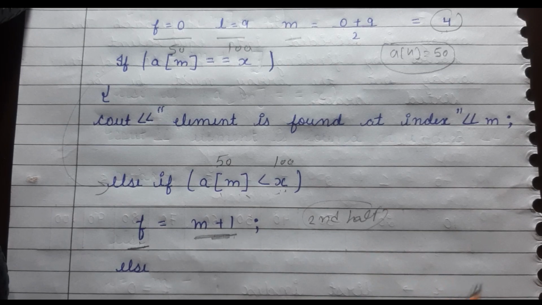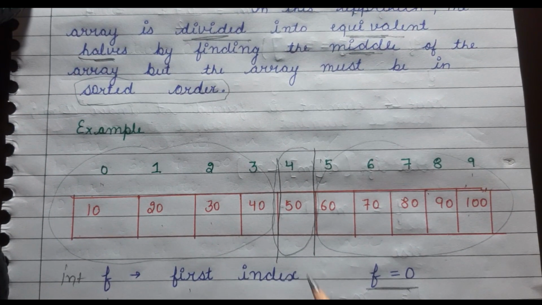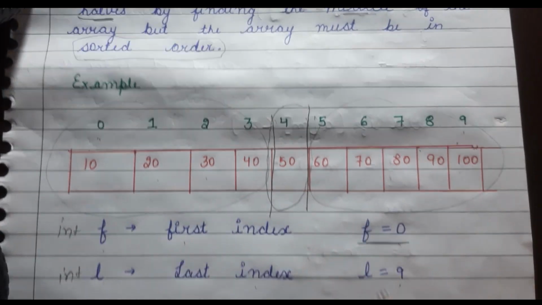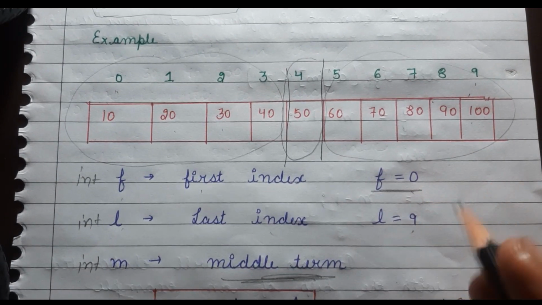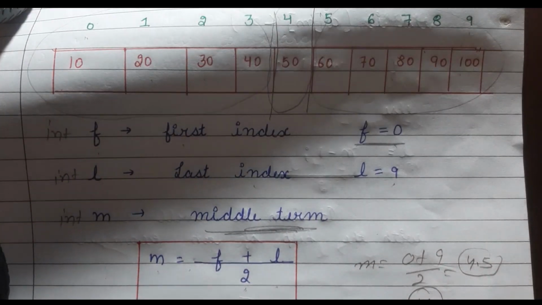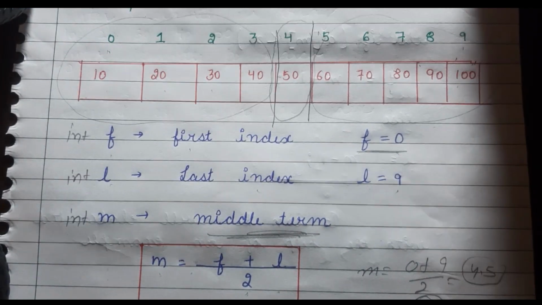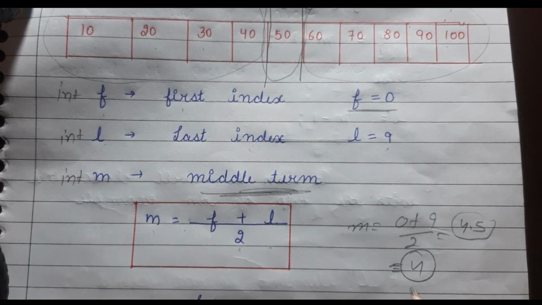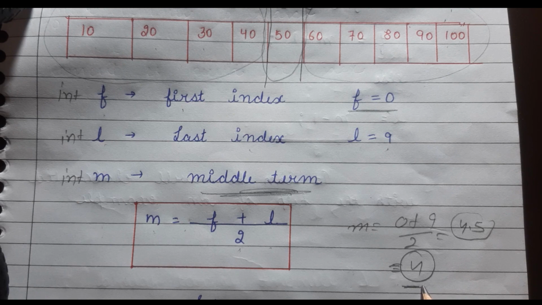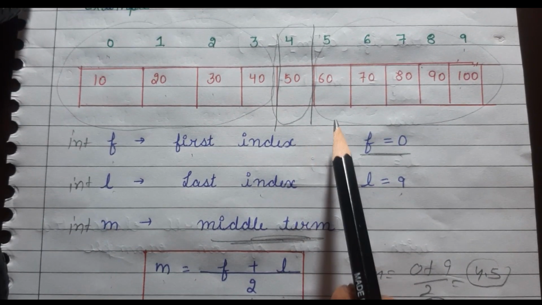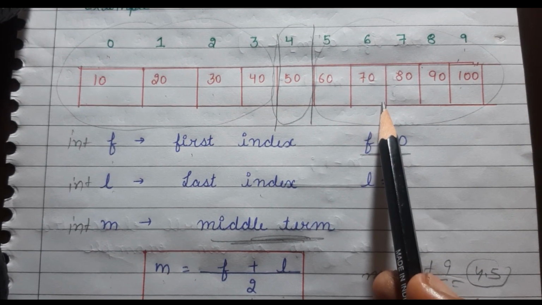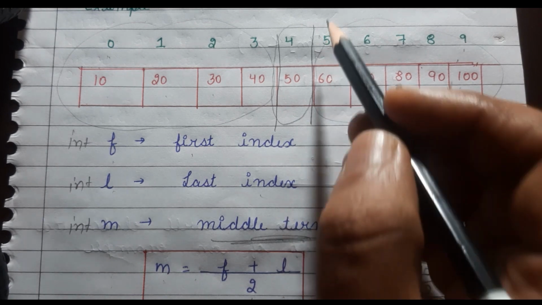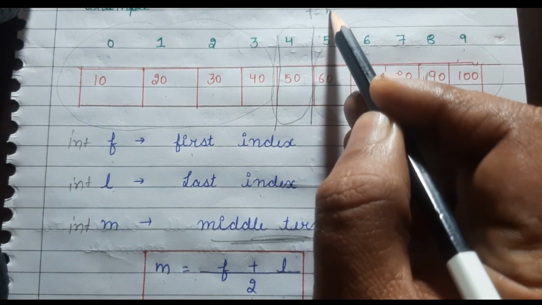Here m has the value 4. In this case m has the value 4, which means your searching element is in the second half. So now f becomes m plus 1.